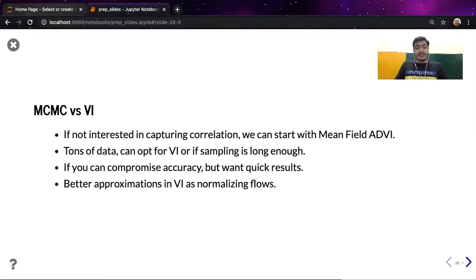One interesting question here is what are some situations where we should use MCMC or where we should use variational inference. If we are not specifically targeted towards capturing correlation, we can kickstart using mean field ADVI for our data generative process. Another thing to keep note of is if we have tons of data, we can opt for variational inference because sampling is going to take long. And if we can compromise on accuracy, we can still use variational inference.